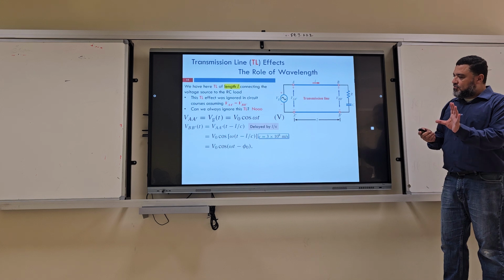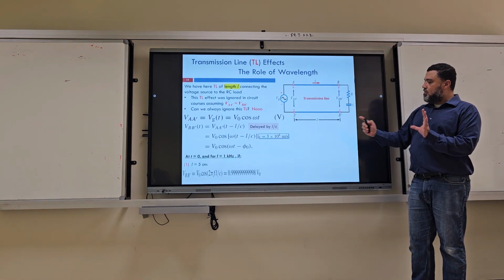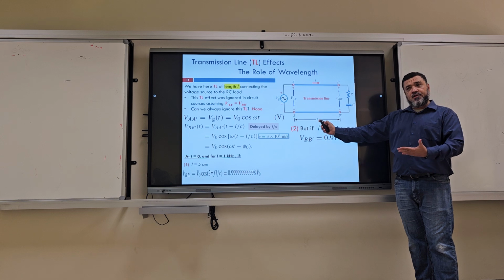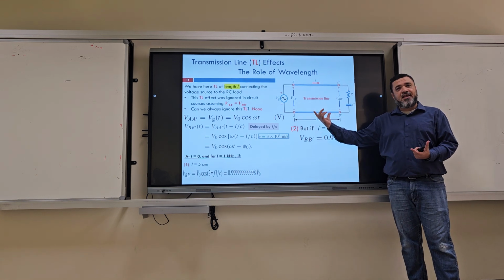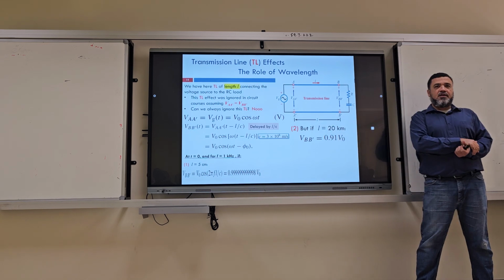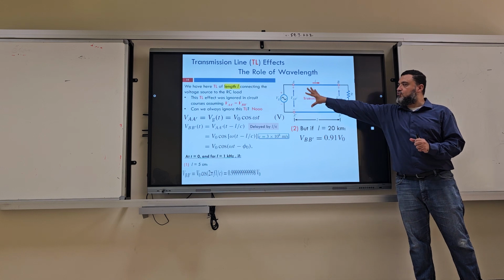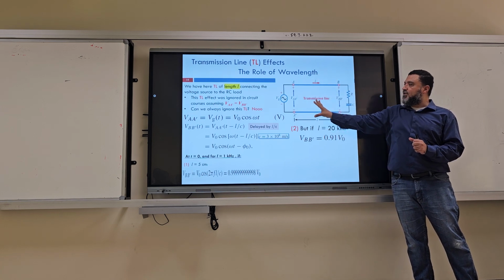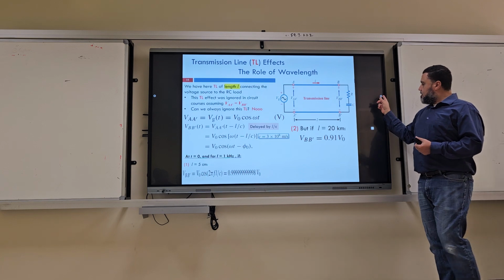So we have now studied two cases, when L is 5 centimeters or L is 20 kilometers. We have found that as L gets bigger, we have to consider the effect of the transmission line; it is not a short circuit now. The transmission line is not a short circuit as you thought in EE 201 or 213. We need to see what we have in this transmission line to cause this voltage drop.